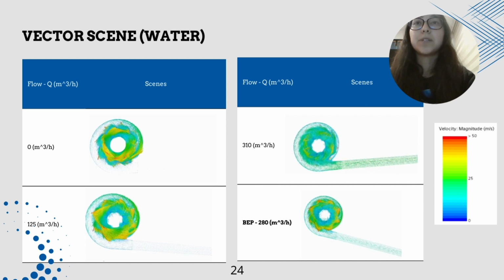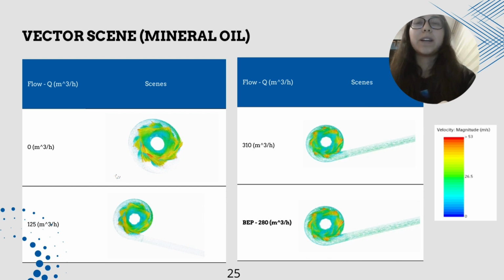Finally, we present vector scenes where we can see the different velocities at different points of the pump for the water. We have also scenes for mineral oil, and we can compare here that in the water, the points of the blades didn't have that color that represents a major velocity. This could be explained by the viscosity of the mineral oil. The pump has to make more effort in order to propel the fluid, so this is represented on the blades.